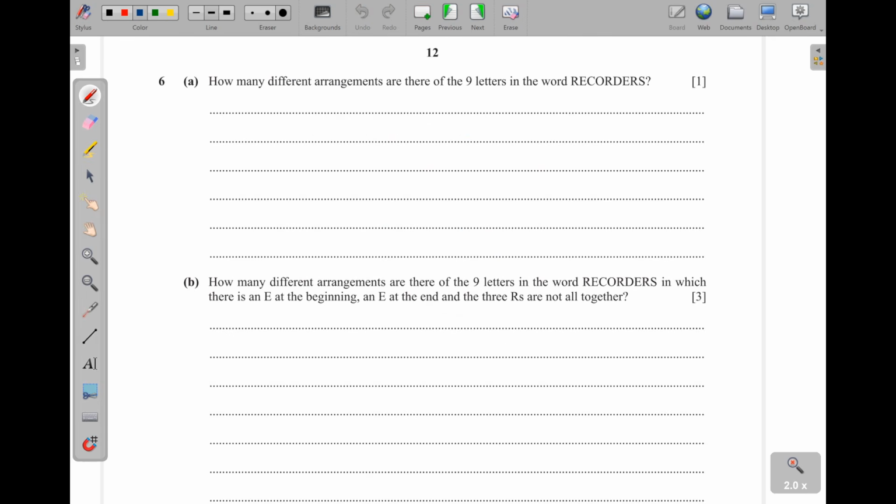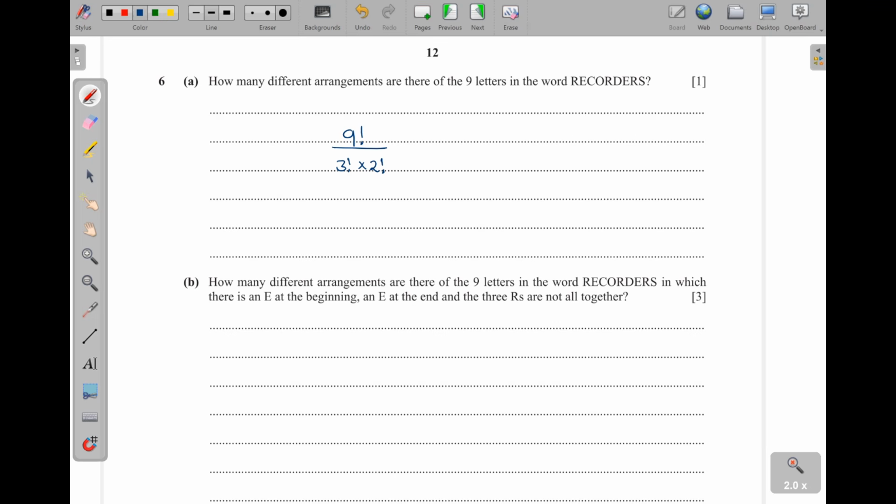Question 6 is coming from Combinatorics, or Permutations and Combinations, part A. How many different arrangements are there of the 9 letters in the word recorders? So if they are 9, then I'll have 9 factorial. Are there letters which are repeating? We have R here, and R here. So there are 3 of them. That means I'll have 3 factorial. And then we also have E's. There are 2. So I will multiply by 2 factorial.